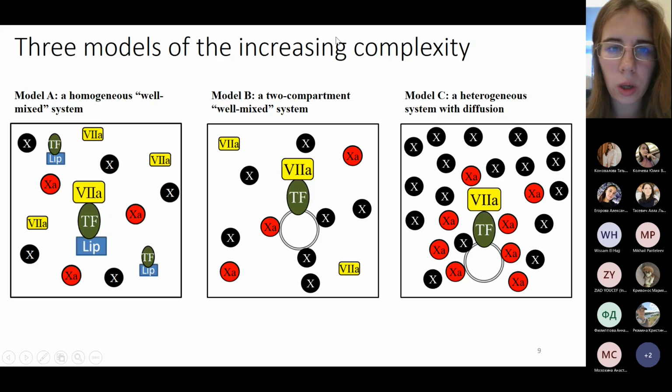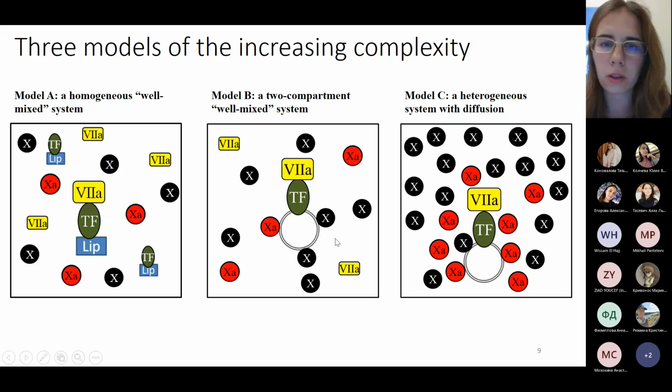The second system is a two-compartment, so-called well-mixed system, where we have two different compartments. The first one is the three-dimensional solution, where the factors are distributed. And the second compartment is the membrane surface, which is a two-dimensional compartment. So all factors in solution are measured in nanomoles per liter, so it is the concentration of factor, but all factors on the membrane surface are measured in nanomoles per square centimeter. It is the surface density of factors. And when a factor binds to the membrane, it turns into this bound factor, which is expressed in surface density.